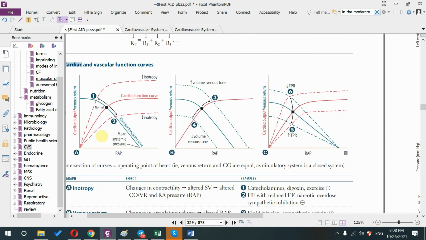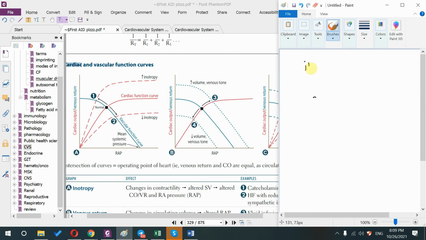Take a look here. So can you see this red curve? This is the cardiac function curve. And I want you to know that the cardiac function curve is mediated by the contractility of the heart, which is also called inotropy. So when I tell you inotropy, you will tell me this is the same as saying contractility. Okay, guys? Contractility is inotropy. Inotropy is contractility. Okay?